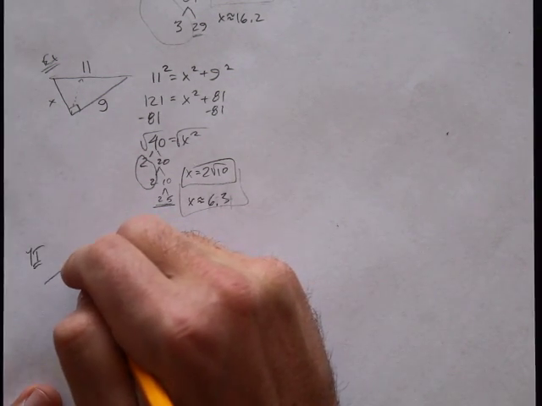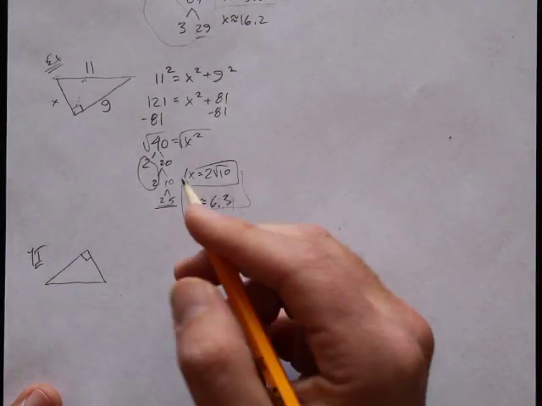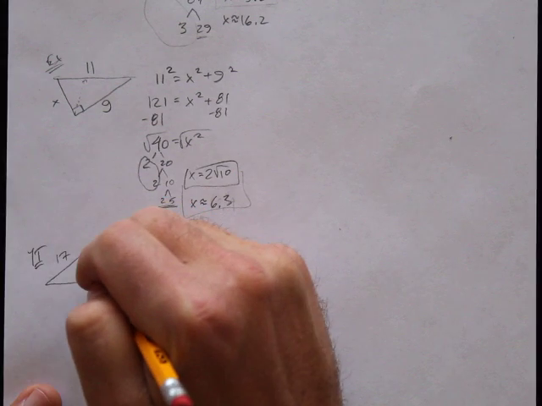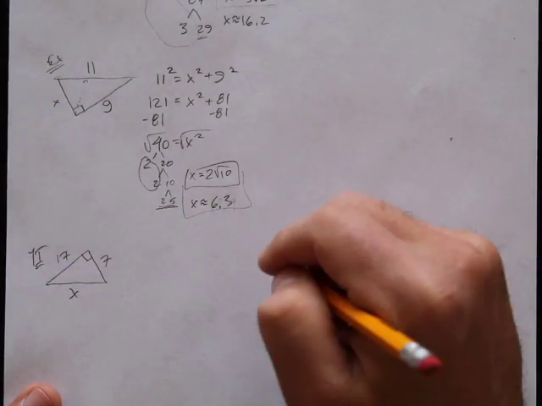Here is a right triangle. Here's my right angle over here. 17 and 7 and x are your measures here. I want you to find x.